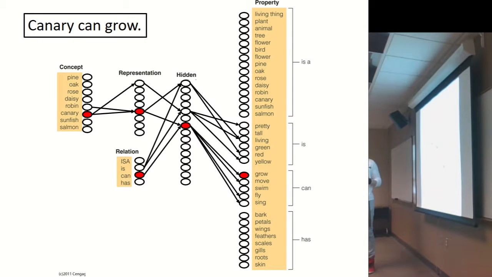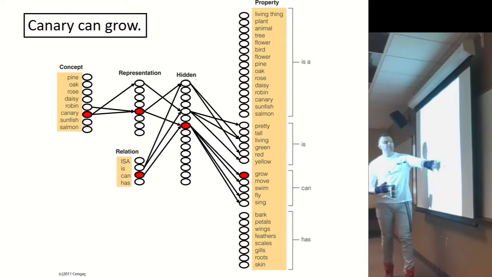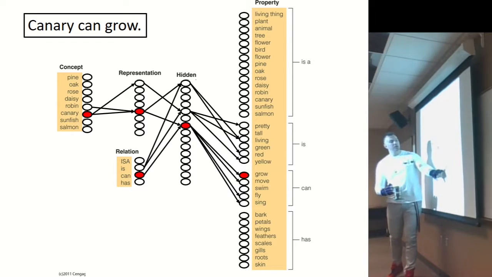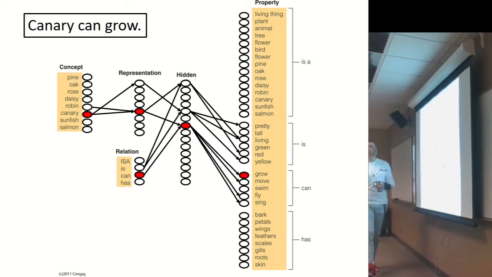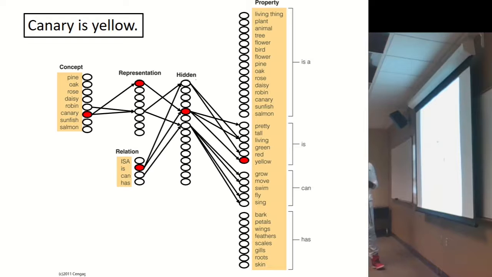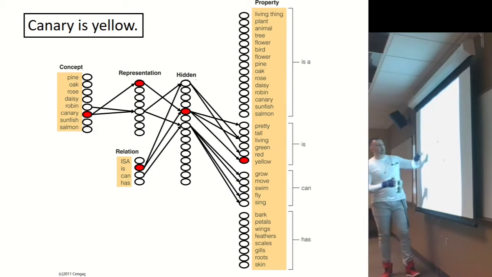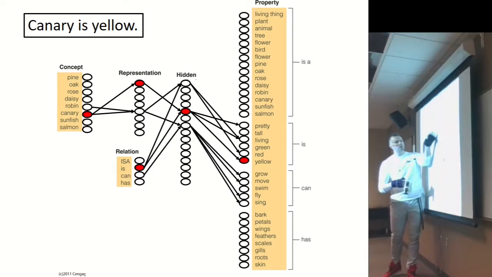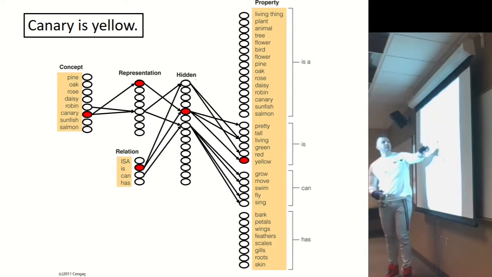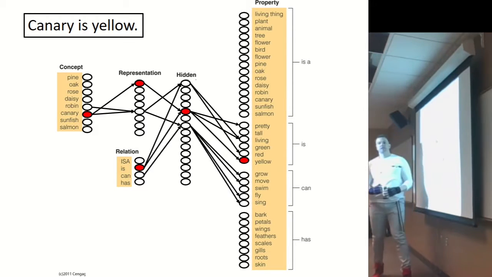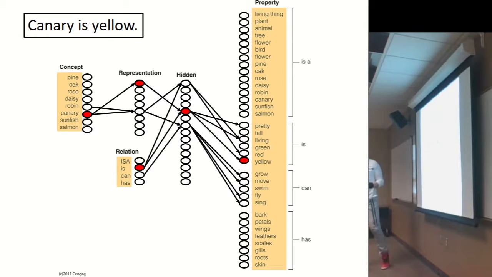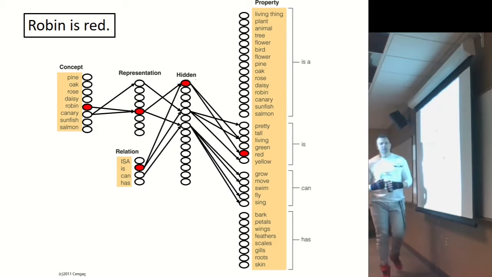So when somebody asks you, can a canary grow? This is the activation that occurs, and if this output is activated, then you will say, yeah, a canary can grow. If somebody says, is a canary yellow? Once again, canary activates, that spreads the activation through these connections. And notice that, in this case, salmon is not activated. So that's how we know a canary is not a salmon. But yellow is activated. That's how we know a canary is yellow. And so on and so forth. The robin is red, has that spreading activation.